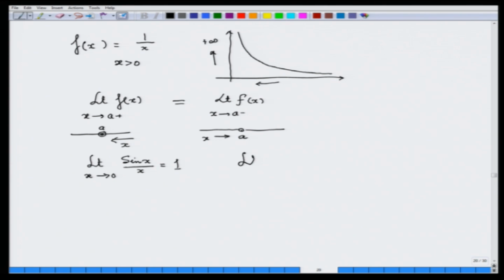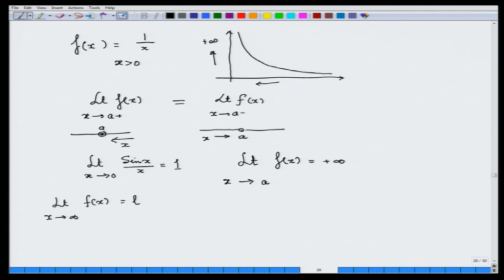So, let us again look at the limit of f of x as x tends to a is plus infinity. What does it mean? And also let us look at the limit of f of x as x tends to infinity is L.